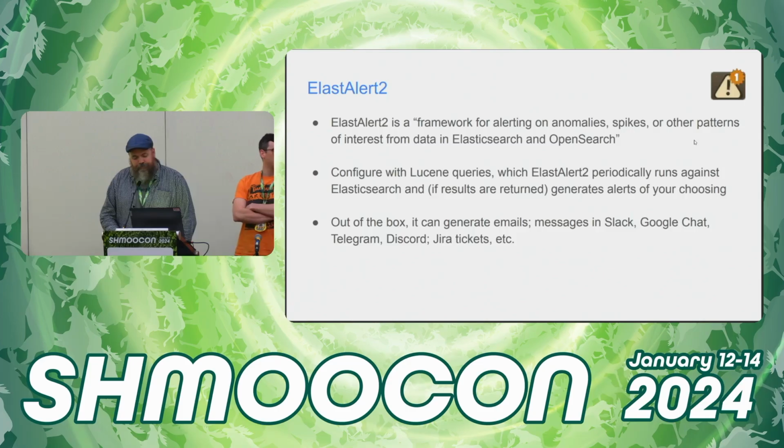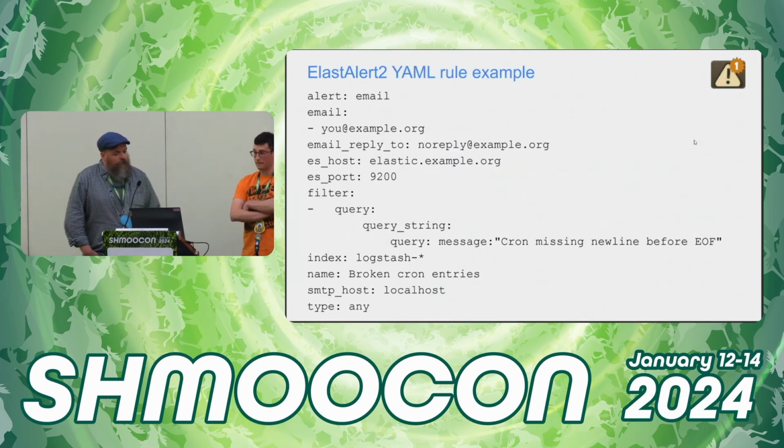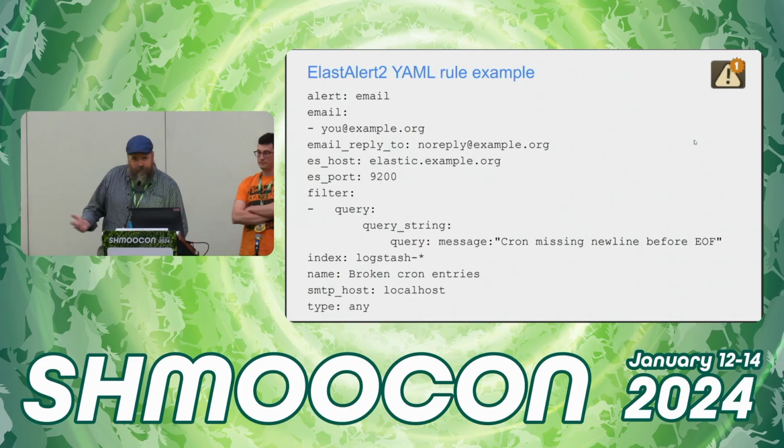It supports a whole bunch of different alerting plugins or backends, so you can send messages to various message platforms. You can make Jira tickets. You can just send emails. You can, I don't know, PagerDuty, et cetera. And then configuring ElastAlert is just straight YAML. This is an example of an ElastAlert rule that looks for logs that say, hey, you missed a new line in your cron entry, I'm not going to run it, which has saved quite a few of our colleagues. In this case, it just sends an email to a list that goes to a bunch of people. It can be this simple.